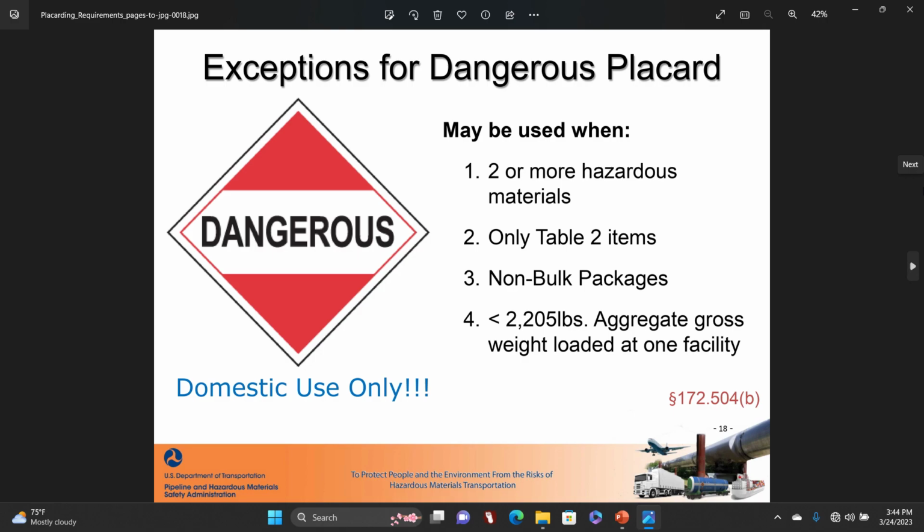So let's say you have 1,001 pounds of flammable class 3. You have to use flammable. Now let's say you have 999 pounds of flammable, and then you have 800 pounds of corrosive. You can put flammable and corrosive under dangerous. And you can only do this if it's under 2,205 pounds for the total gross of both of those classes, and it's under 1,000 pounds for the flammable and under 1,000 pounds for the corrosive. It has to be Table 2 items. It cannot be bulk packages.